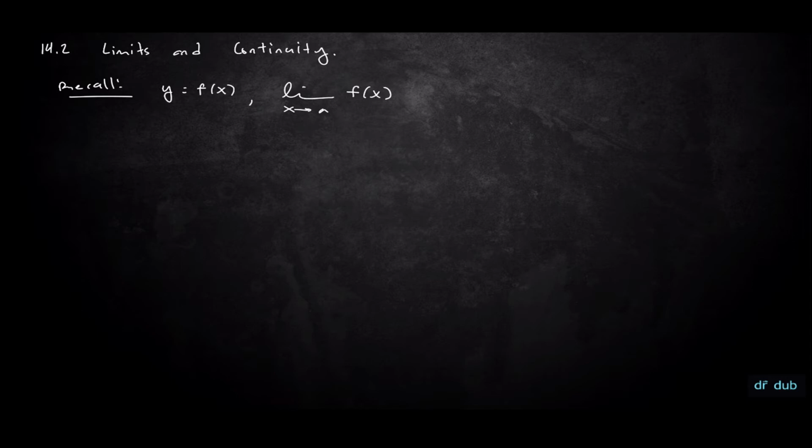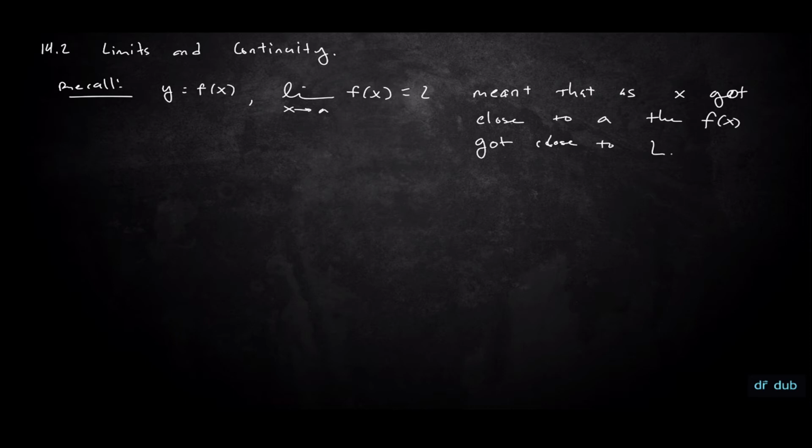The limit of f of x as x goes to a equals L meant that as x got close to a, then f of x got close to L. So let's say there's a function. Let's say it's open there, and this is the point a, and this is the point L. And this is y equals f of x.